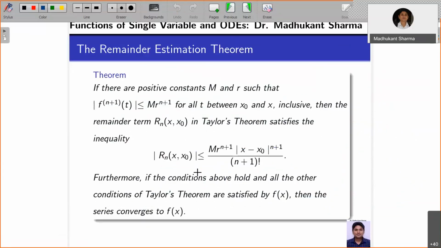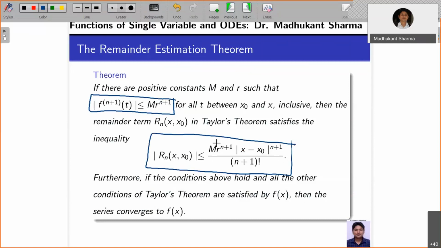Okay, so this is what I was talking about. Suppose the (n+1)th derivative is bounded, and it is bounded by M times r to the power n plus 1. Here r is some number, it doesn't matter, it is a real number. But it is positive because there is a modulus on the left side, so it must be positive. r must be a positive number. M is also positive. So if it is so, then the error estimate is also bounded.